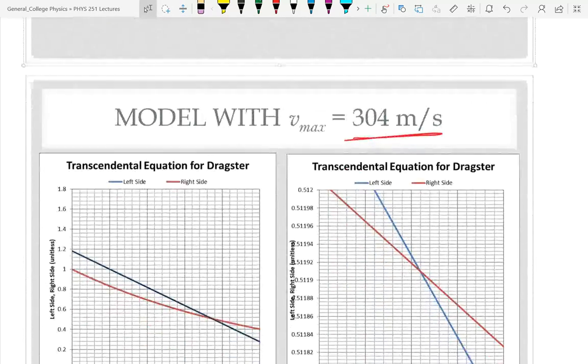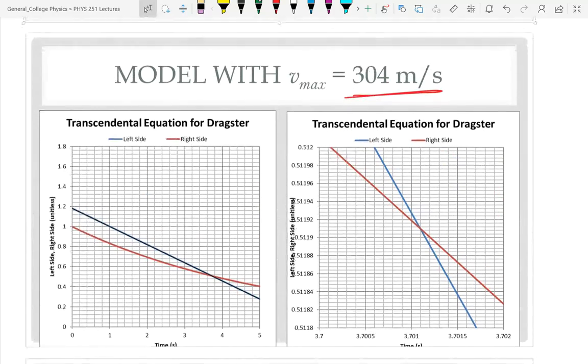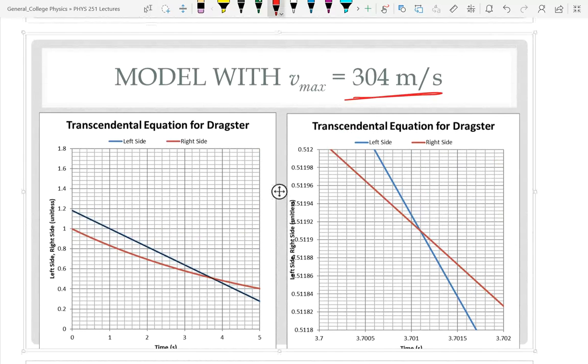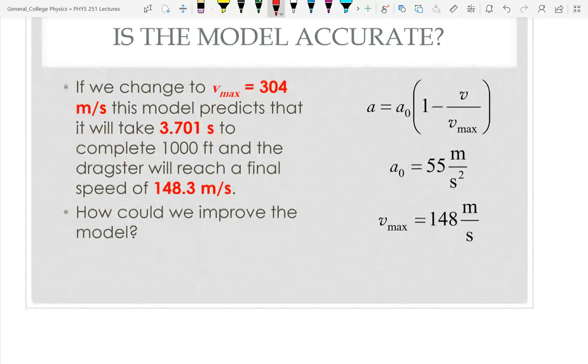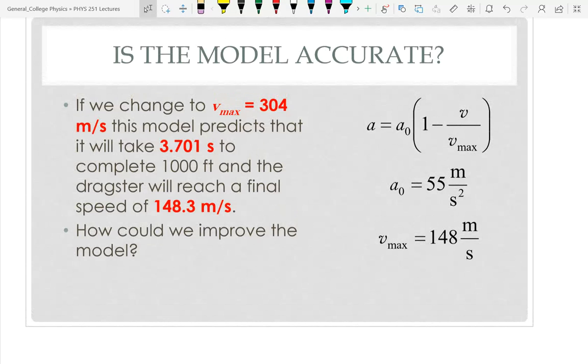So if I model it at 304 meters per second, I get the crossover here, which I then zoomed in on. So it's around here. The actual crossover time is 3.701 seconds. And the maximum speed, 304 meters per second, gives a final speed of 148.3 meters per second. Now that's dead on. All of those numbers match, which means this model seems pretty reasonable, that the acceleration really is proportional to 1 minus the speed over its maximum attainable speed.